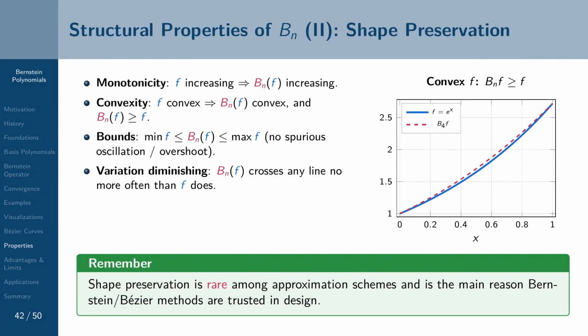The most prized properties are about shape. If f is increasing, so is its Bernstein approximation. If f is convex, so is the approximation, and it lies above f. The approximation always stays between the minimum and the maximum of f. No spurious oscillation, no overshoot. And it is variation diminishing. It crosses any line no more often than f does. The figure recalls the convex exponential with its approximation sitting above. Shape preservation is rare among approximation schemes, and it is the main reason these methods are trusted in design.